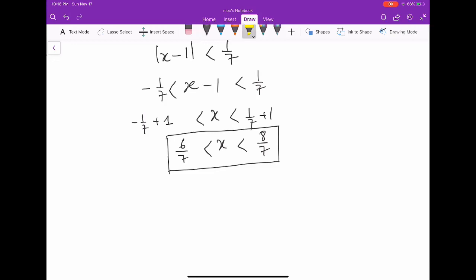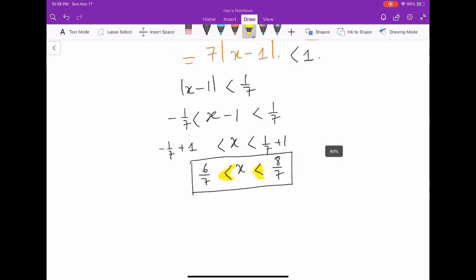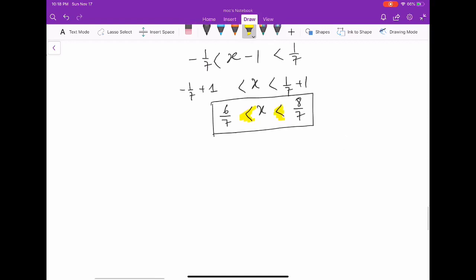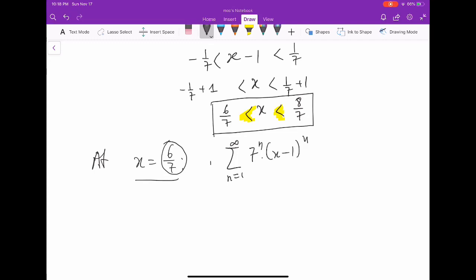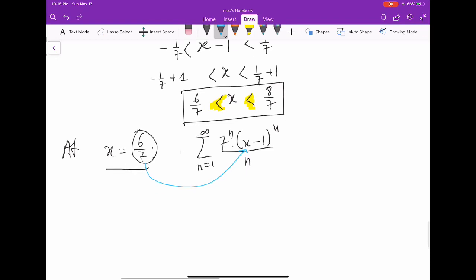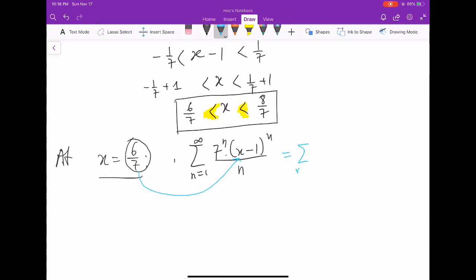We still need to consider our series at the 2 endpoints, because sometimes when you plug the endpoints into the original series, the series converges or sometimes diverges. So let's consider the endpoints. Say at x equal to 6 over 7, I have to plug this into the original series. What is the original series? Let me remind you. That is the series from 1 to infinity, 7 to the n times x minus 1 to the n over n, right? So when you plug 6 over 7 into this, the series is equal to the series from 1 to infinity, 7 to the n, 6 over 7 minus 1 to the n over n.